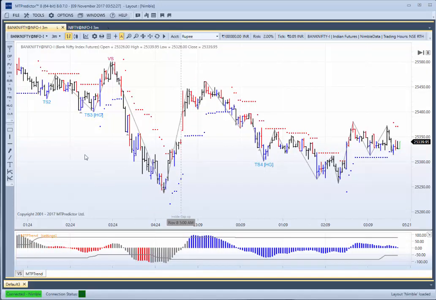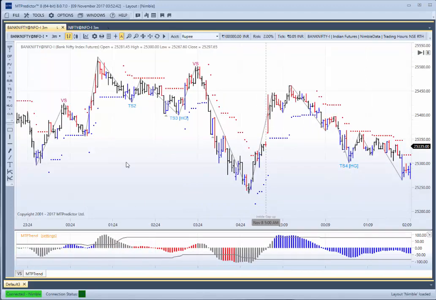You can see in MTPredictor we have automatic setups. You can see they're on the charts here, labeled on the charts, and we have a trend indicator where blue is up, grey or black is flat or in the process of changing, and red is down. So what we don't want to do is just purely and simply follow the chart with our MTP trend.